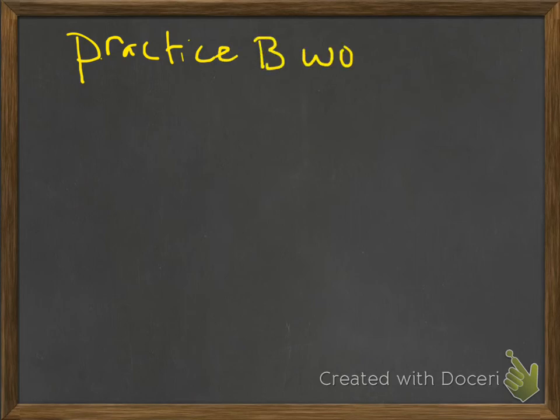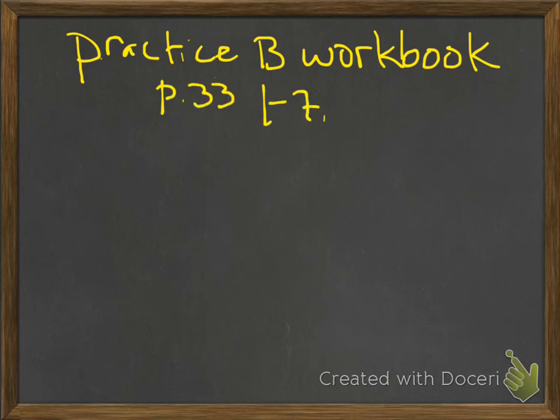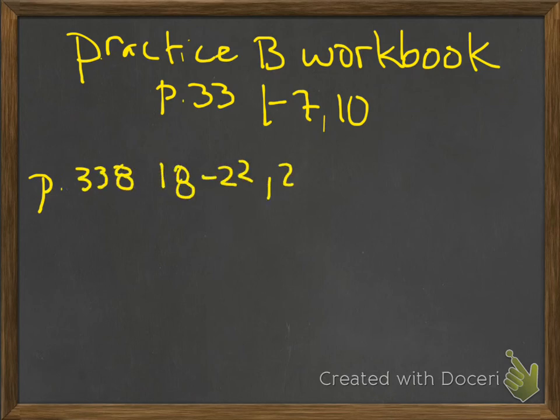Your assignment is from the Practice B workbook, problems 1 through 7, and number 10 from the textbook, page 338. And all this can help you get ready for the quiz. Page 338, 18 through 22, 24, and 25. You finish your work. Now, keep in mind again for the quiz, 5-1, 5-2, factoring, and 5-3. You can use your notes, you should be able to follow those notes, and you should be okay for the quiz tomorrow.